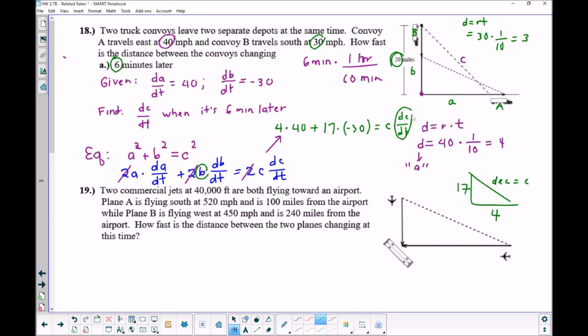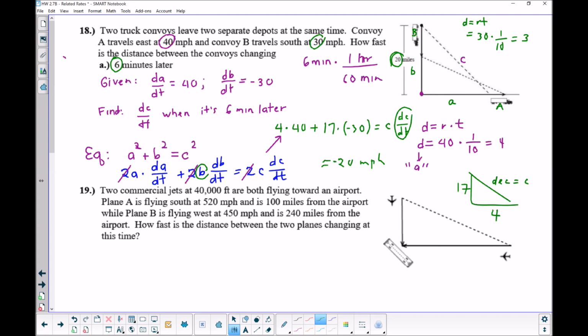How fast is the distance between the convoys changing? And if this is not what you guys agree with, let me know. But I'm getting about, when you truncate it, about 20 miles per hour. I got like 20.00 something. So that's what it would be if you want to convert it to a decimal.